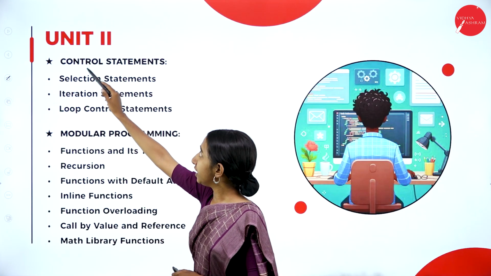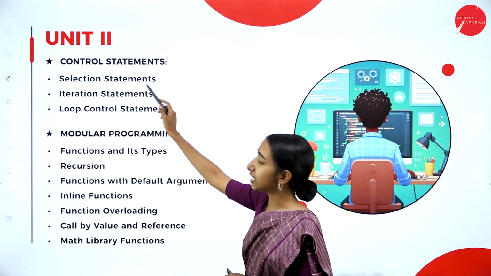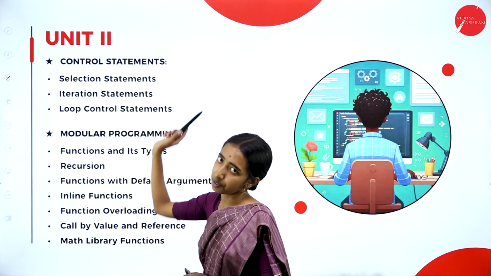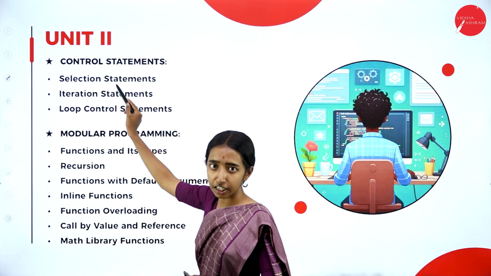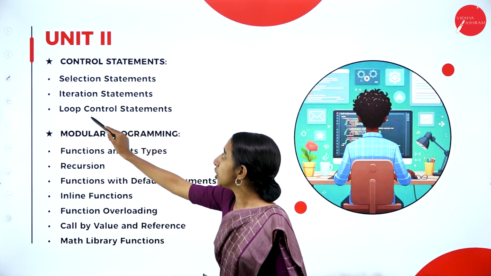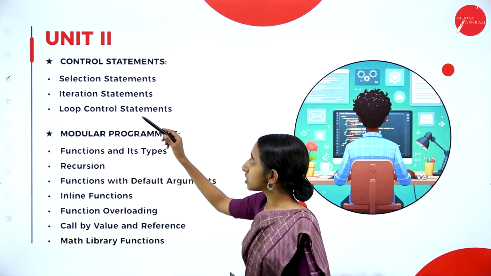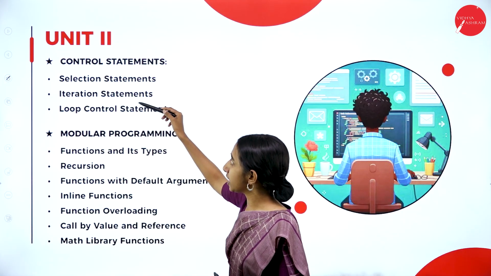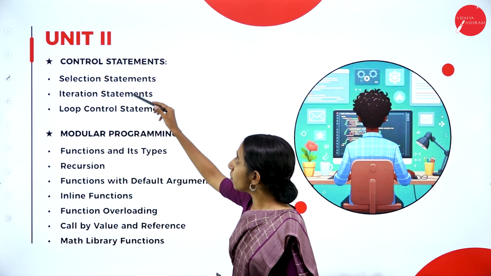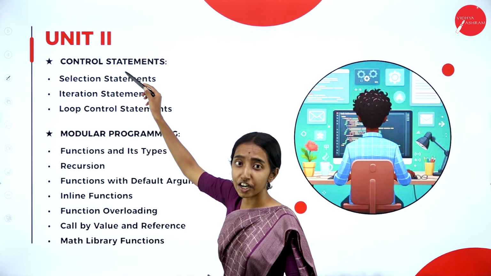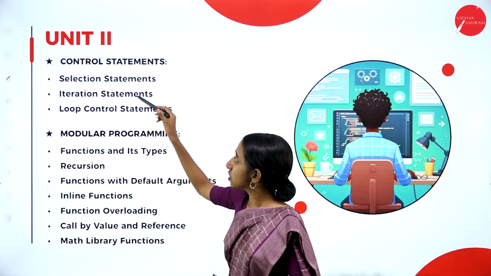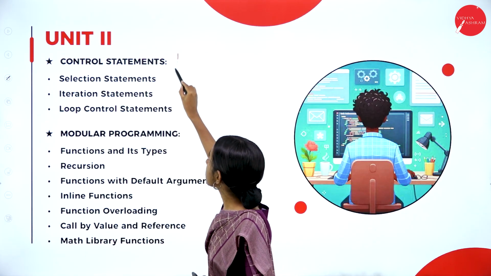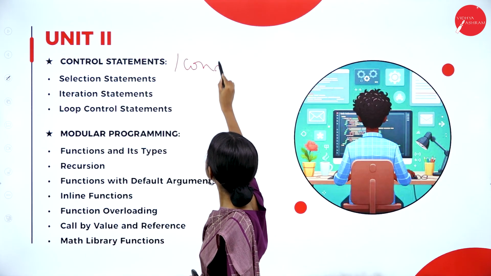Unit 2. In unit 2, the first thing we are going to learn is the control statement. So in control statement, we have selection statements, iteration statement, loop control statement. These are the different types of statements that we are going to learn. How we can control the program using these statements. So control statement is also the conditional.